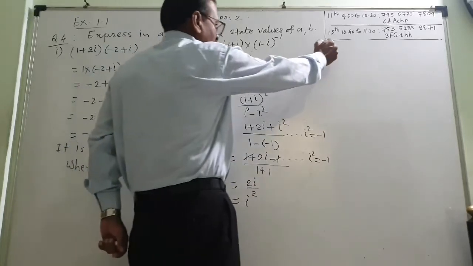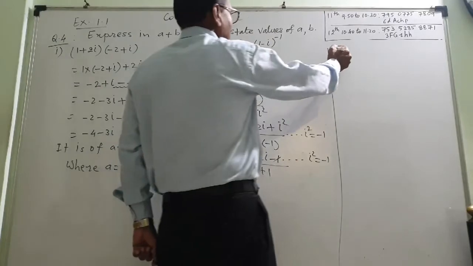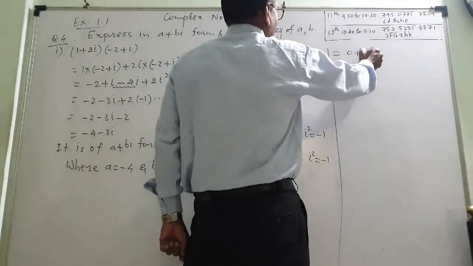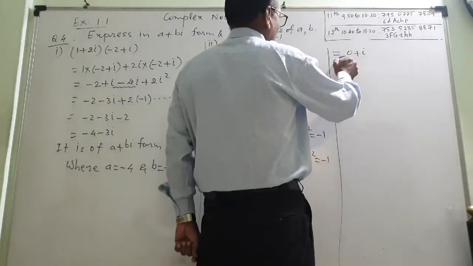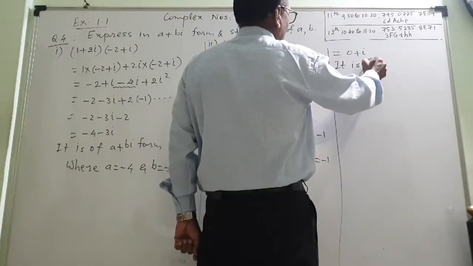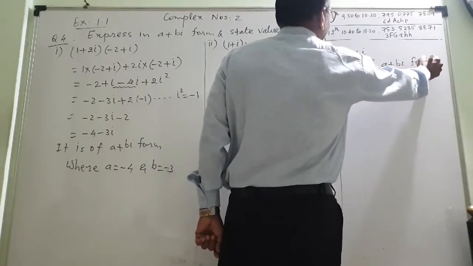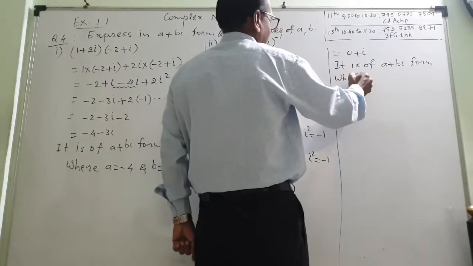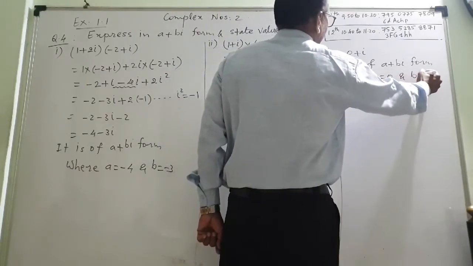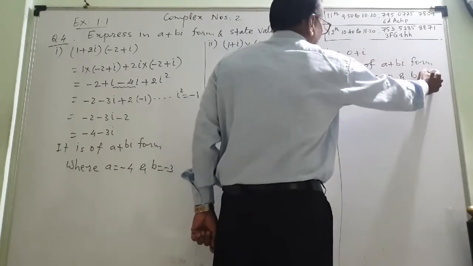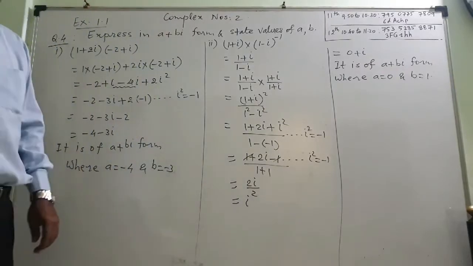But we have to write it in the form of a plus bi. So that is equal to 0 plus i. This is a plus bi. It is of the a plus bi form, where a equal to 0 and b is equal to 1. So I hope that you have understood this question.